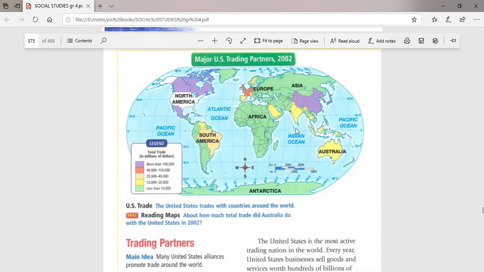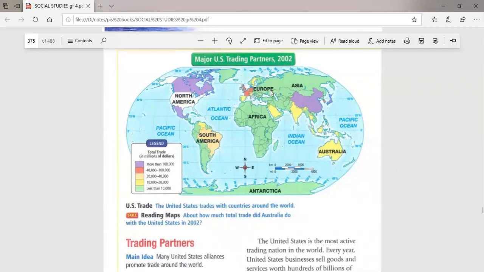Okay, so this is the map of the world, guys. This is Africa, the oldest continent in the world, and here is Europe. Beside Europe is Asia, and this is Australia. Here is Antarctica in the south. Here is North America, where America is located, and here is South America.